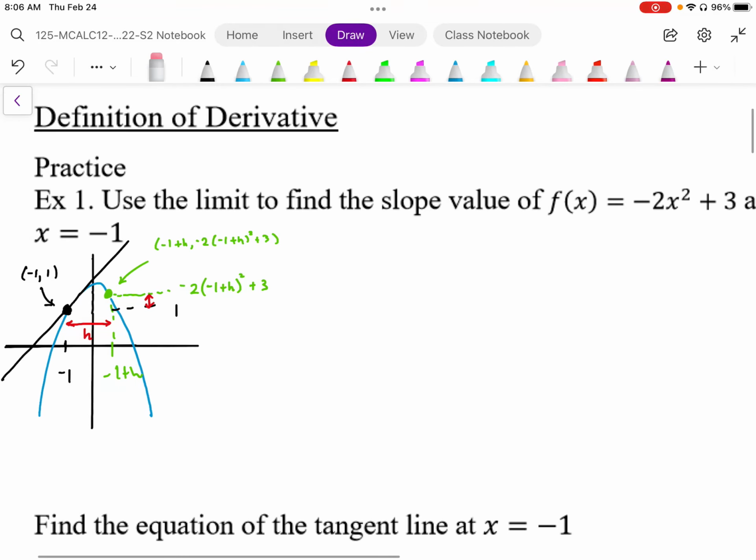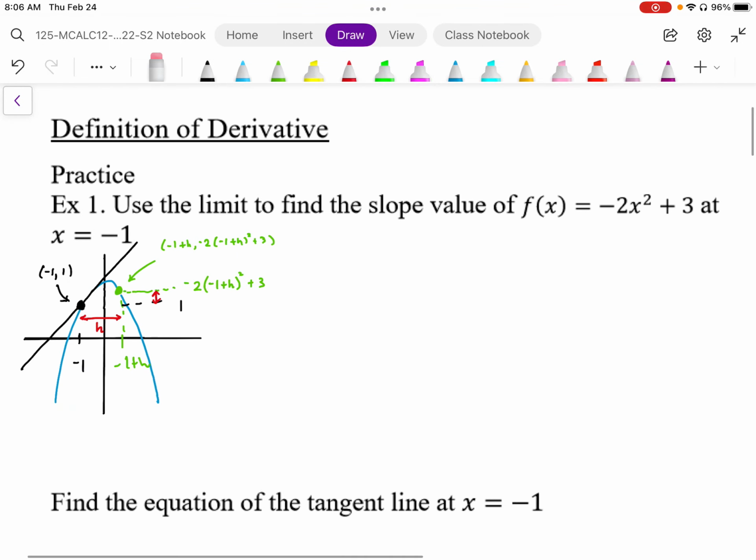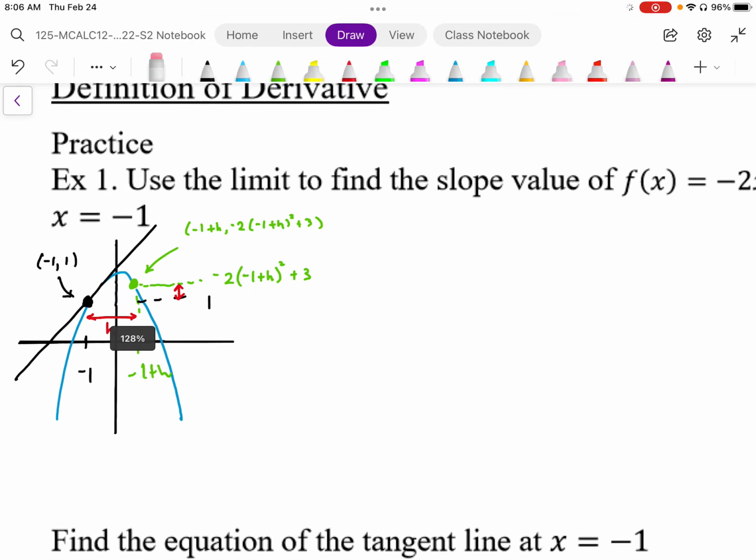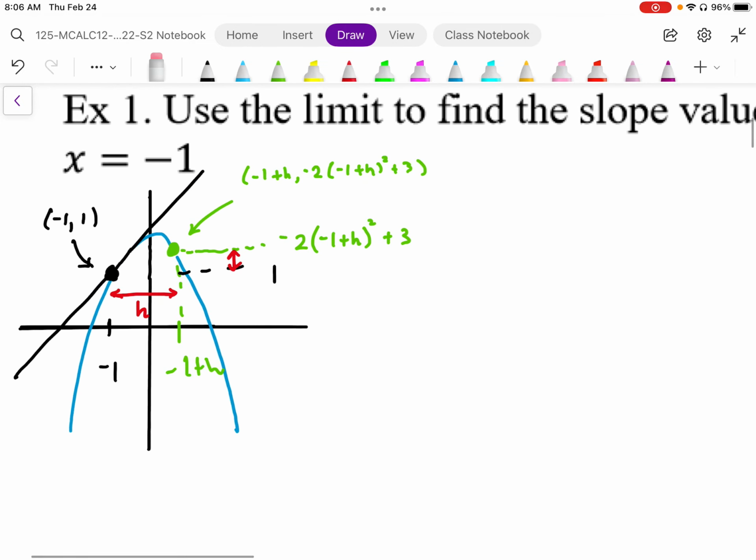Example 1, we're being asked to find the slope of the graph of negative 2x squared plus 1 at x equals negative 1. So I've drawn a picture of this. At x equals negative 1, we have a y-coordinate of 1 where that black dot is, and we want to find the slope of that black line. Now the problem is that there is no rise and run at a point.